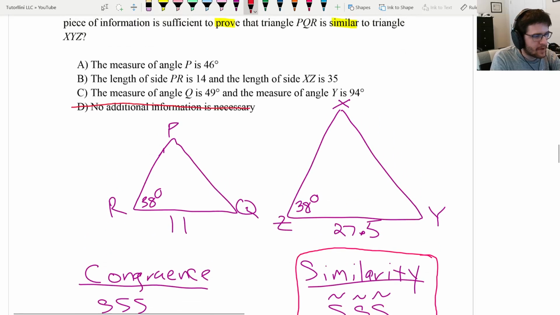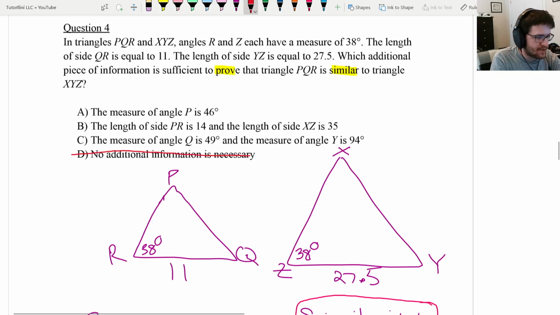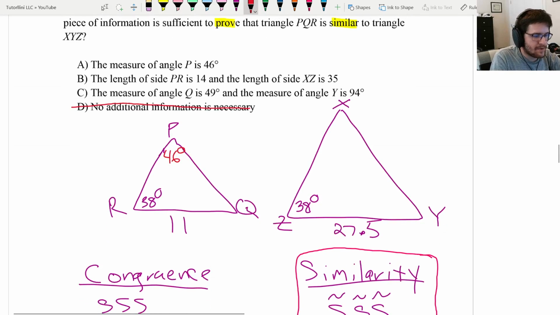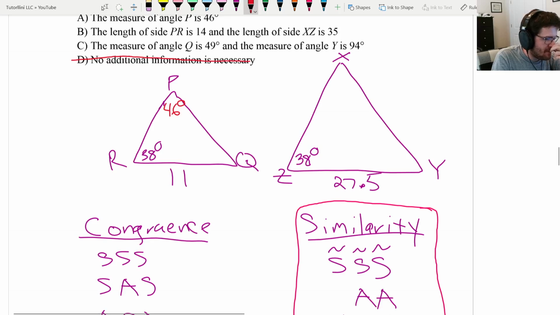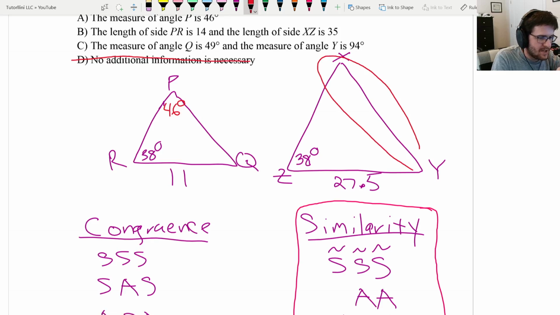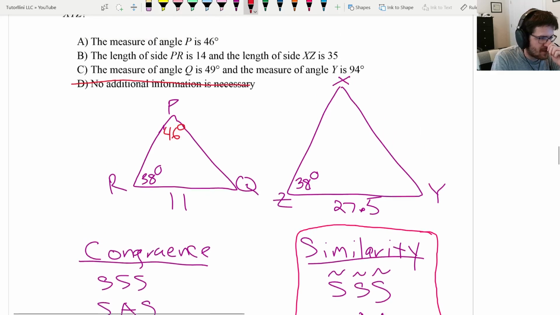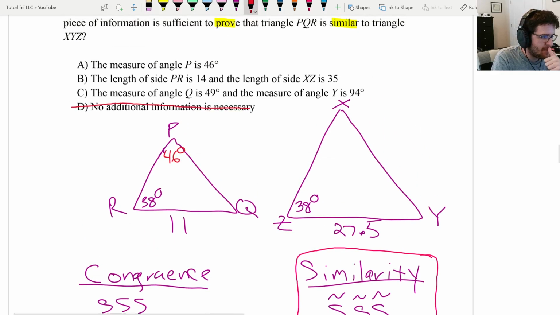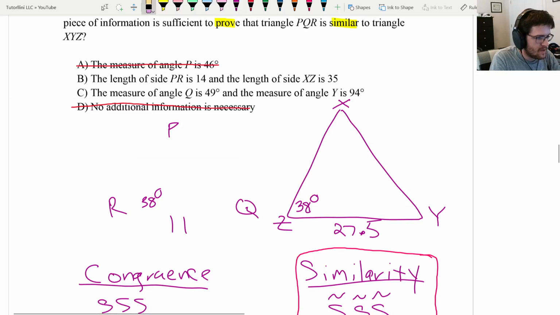Now we're going to independently, and I'll do this in red, consider each answer choice. So I'm going to write angle P is 46. Does that give me one of the rules? Well, no. Maybe if one of these was also 46, but they didn't tell me about the other angle, so this one is wrong. That's not enough information. We need a pair of information. So let me get rid of this.